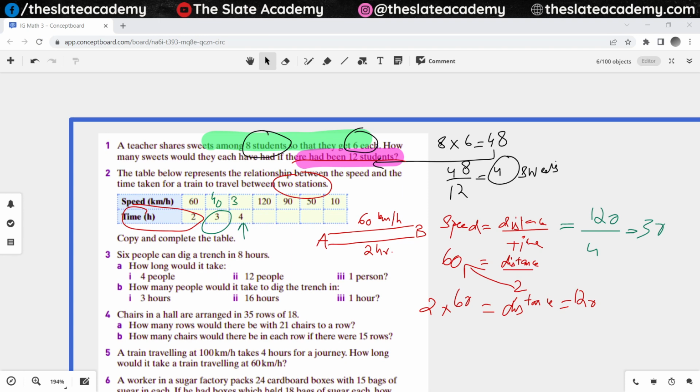So over here I would have 30. All right. So in the next one, now we have to calculate the time. Distance between the two stations stays the same. The only thing that varies is either speed or time. If I go faster, it would take me less time. If I go slower, it would take me more time. Understood?